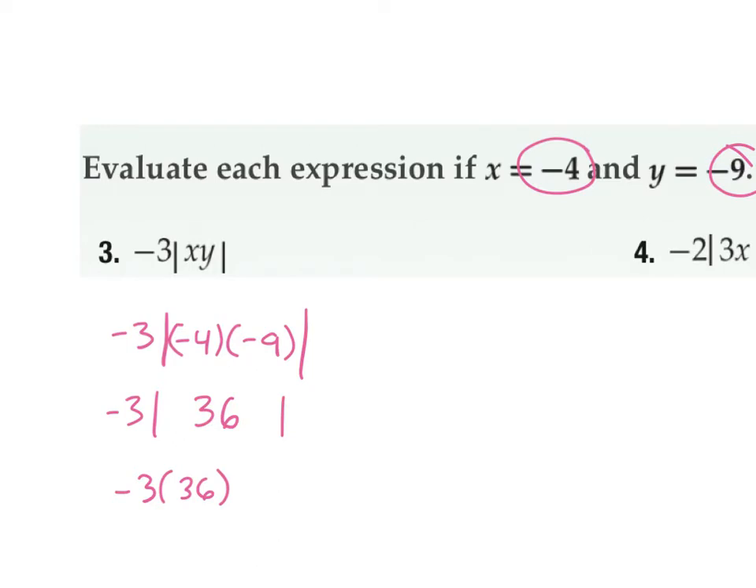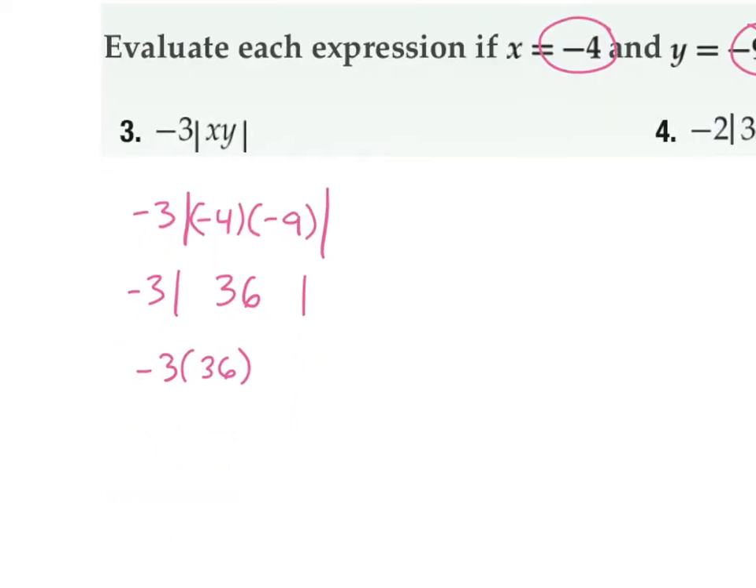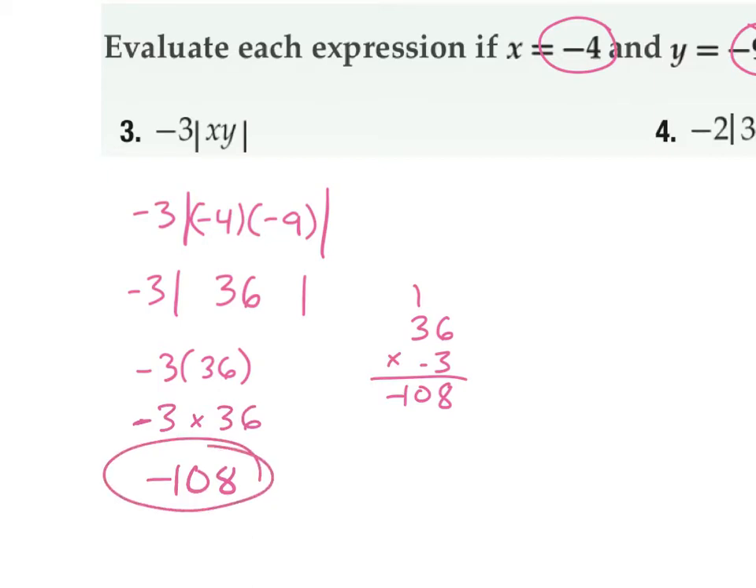What operation is happening in between this -3 and 36? Multiplication. So we need to multiply -3 times 36. If I do it on the side over here, we have 36 times -3. 6 times 3 is 18, and altogether 108. Awesome. -108. Perfect. So what's our answer here? -108. Good job.